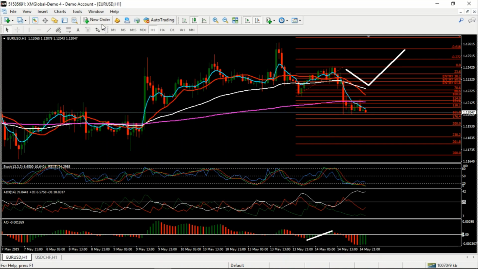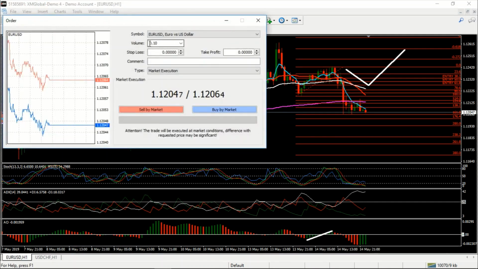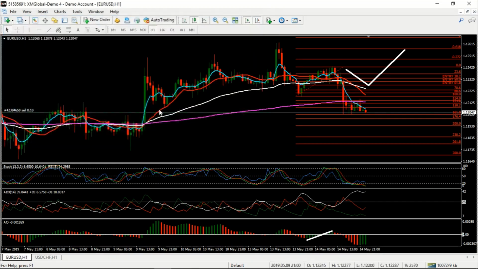So what we did was we went to new order, we set our lot size to 0.10 and we left it on market execution and we said sell by market. We then selected our order, clicked on it and dragged down to set our take profit of 238.2. We then clicked on our order and dragged upwards to set our stop loss of 12 pips for that cushion of protection, right?